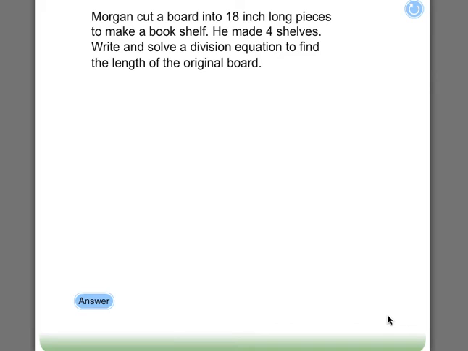Morgan cut a board into 18-inch long pieces to make a bookshelf. He made 4 shelves. Write and solve a division equation to find the length of the original board. B for board over 18 equals 4. So the answer is 72 inches.